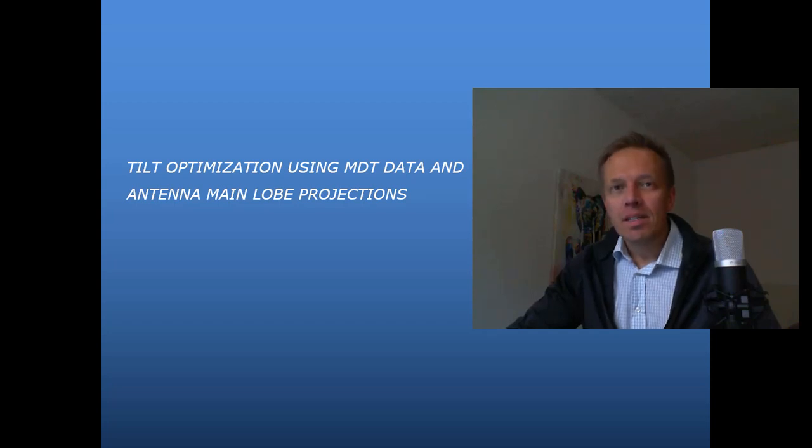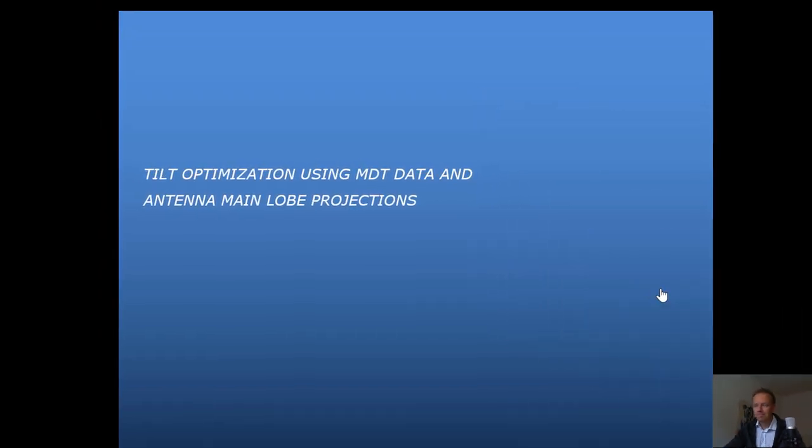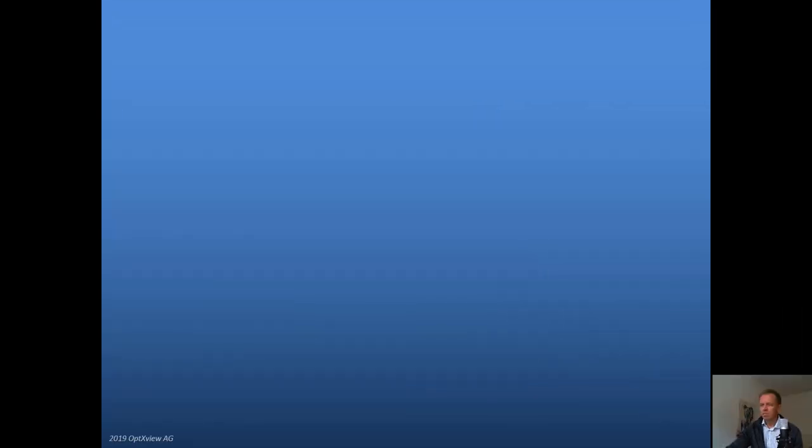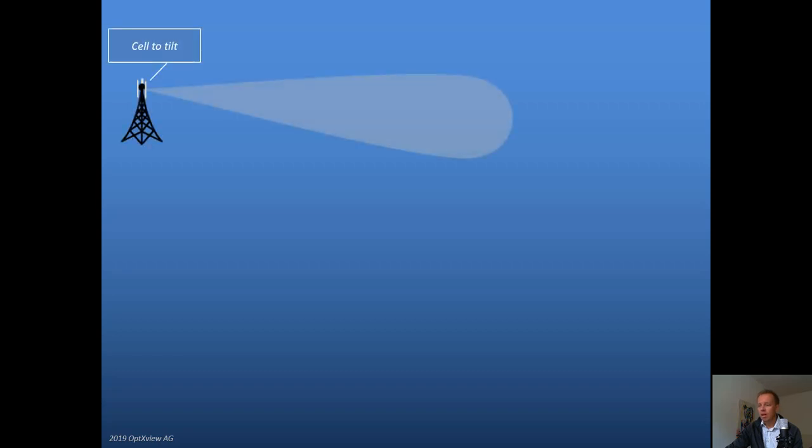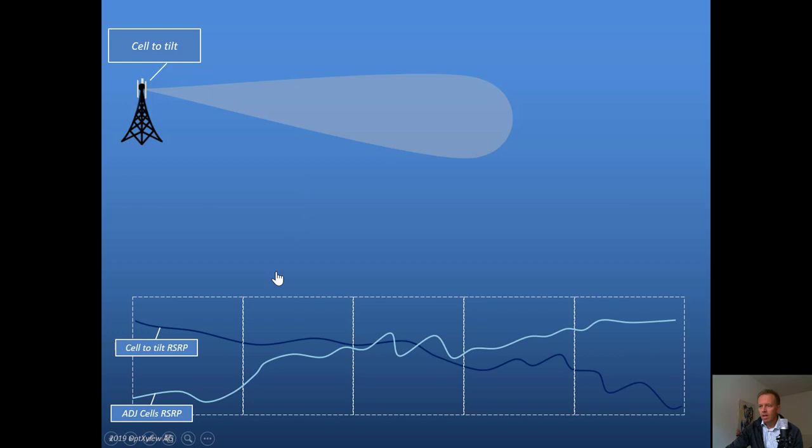Hi everyone, this video will show you how you can use MDT data and antenna projections for antenna tilting. So here is the site and the antenna you might want to tilt. And here below you have the RSRP from that cell, and it's decreasing as you go away from the site. Adjacent cells' RSRP normally increases as you go away from the site.